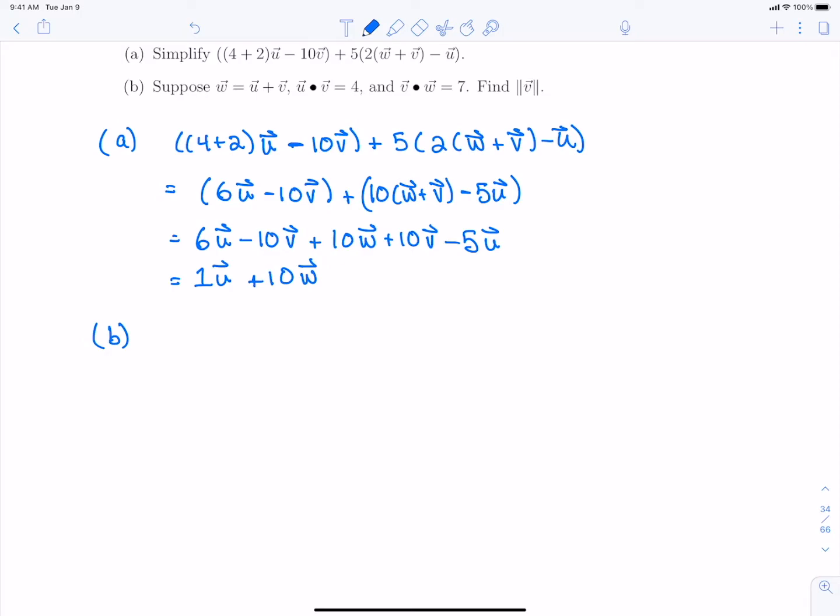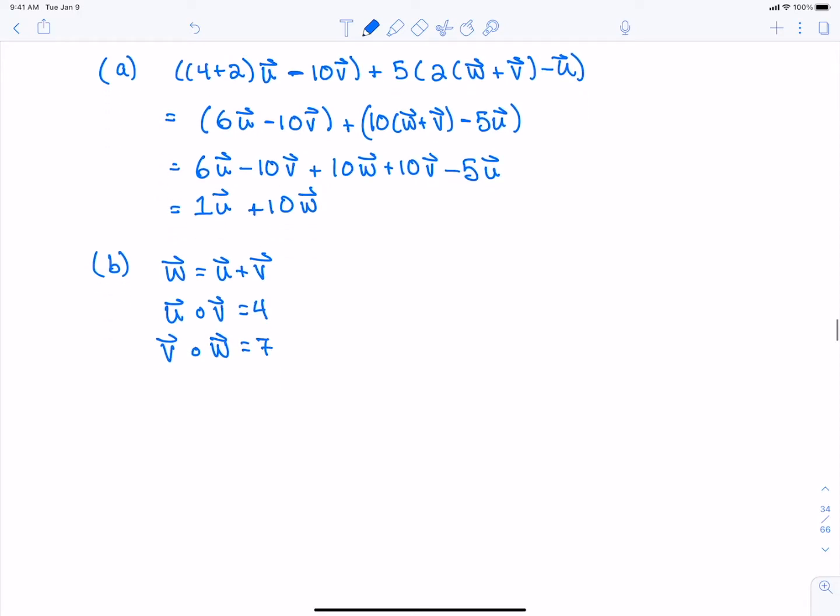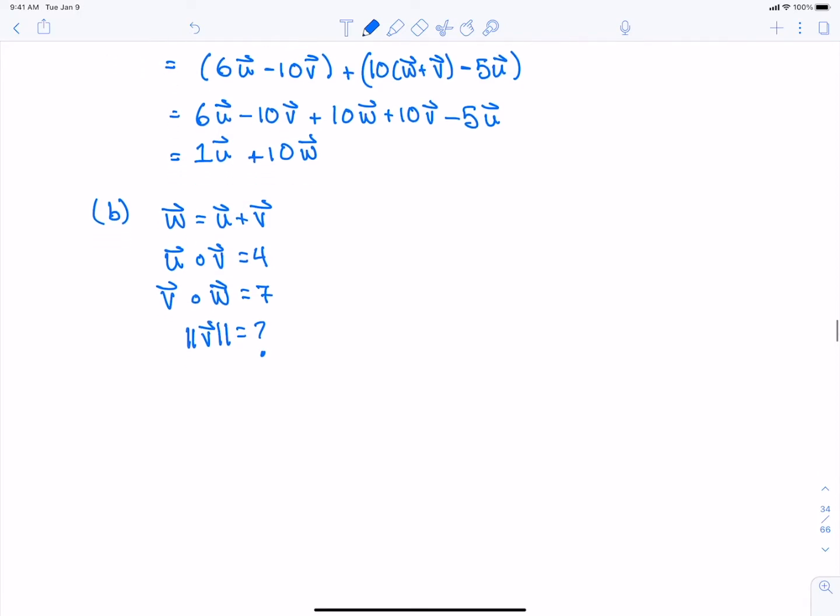Now, for my next question, though, it gives us some information and asks us to find something. So the information it tells us is that w is equal to u plus v. u dot v equals 4, and v dot w equals 7. And what we want is the magnitude of v.